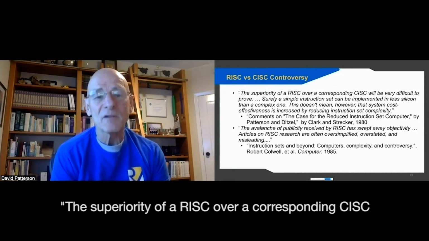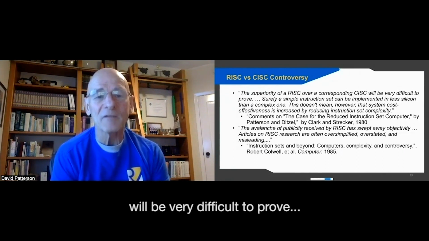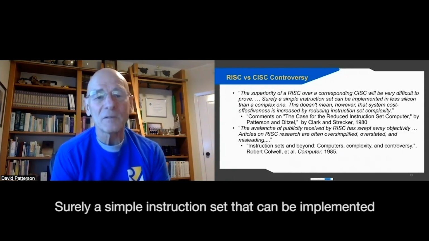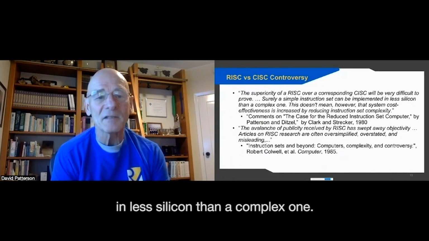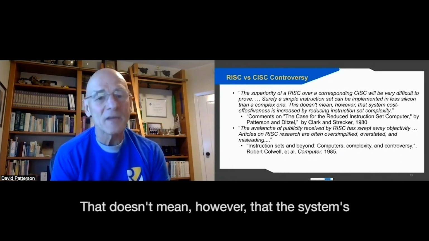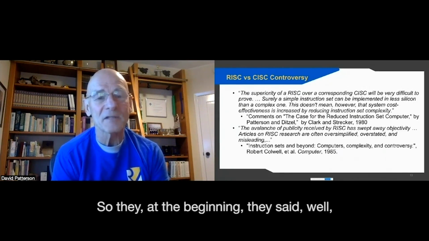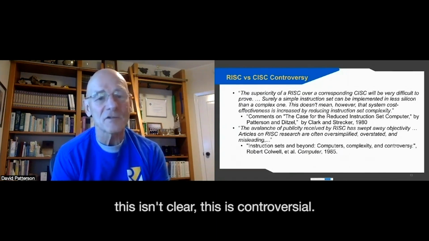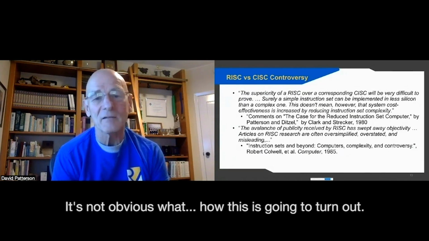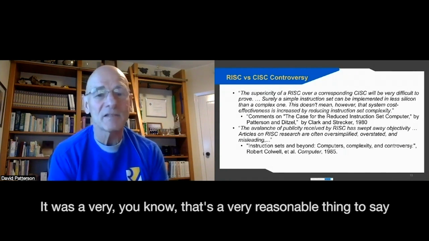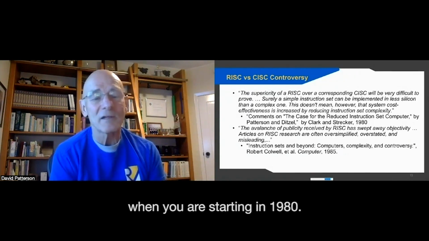"The superiority of RISC over a corresponding CISC will be very difficult to prove. Surely a simple instruction set can be implemented in less silicon area than a complex one, but that doesn't mean that the system cost effectiveness increased by reducing instruction set complexity." So at the beginning, they said, well, this isn't clear, this is controversial. It's not obvious how it's going to turn out, which I think is a very reasonable thing to say when we started in 1980.